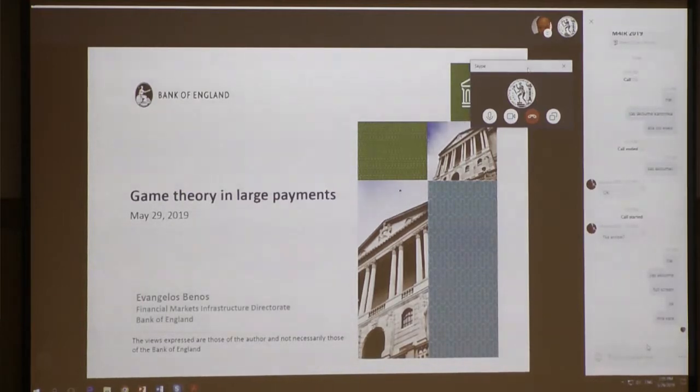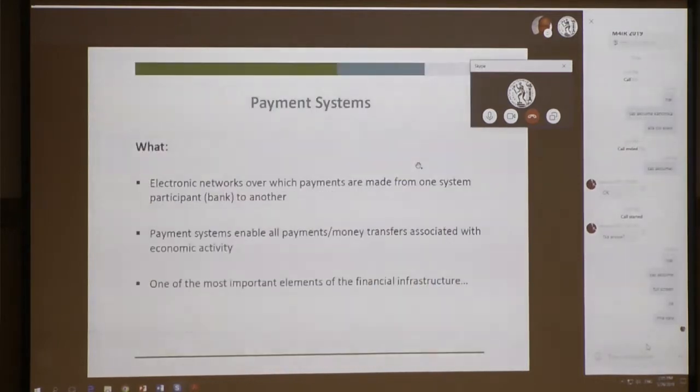So, just to get started a little bit, I'm going to tell you what a payment system is. A payment system is essentially an electronic network over which payments are made from one participant, typically a bank, to another participant. These networks are used to transfer money across economic actors. As you can probably imagine, this is one of the most important pieces of the financial infrastructure of any country, right?